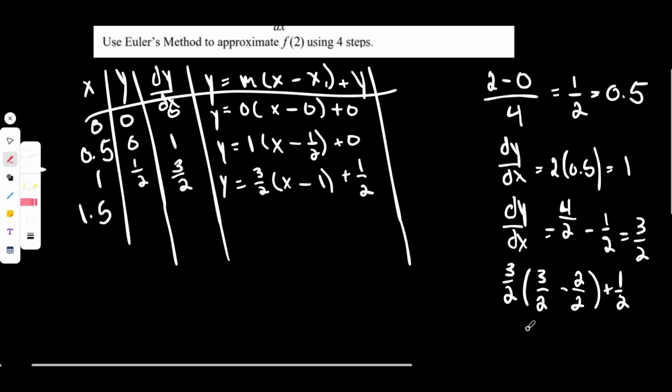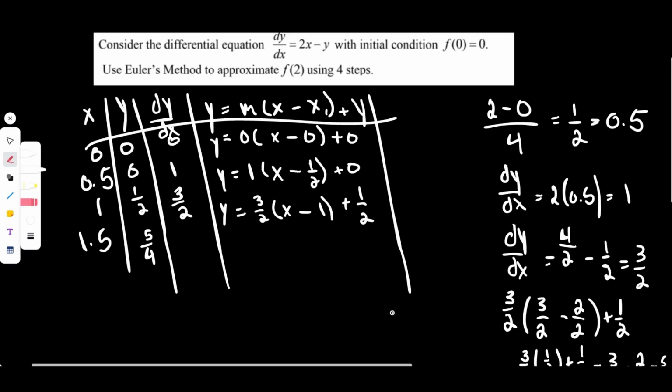This becomes 3 over 2 times 1 half plus 1 half. This goes to 3 over 4 plus 1 half, but I'm going to rewrite it in terms of 4. So this is 5 over 4. And then we're going to plug that into our dy dx. Let's see. So dy dx is going to be equal to 2.